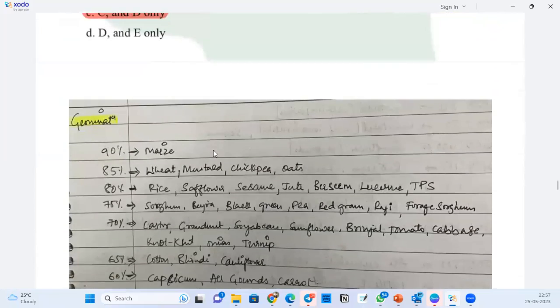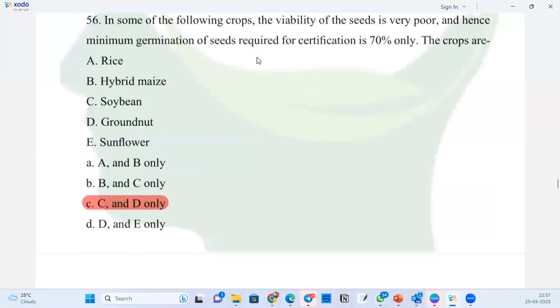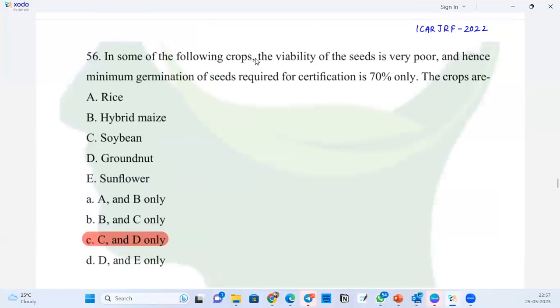Okay, no problem. I think I have already shown you this particular table, where I have simplified the germination percentage of different crops. In the question, they are not directly asking you the percentage. They are saying that in some of the following crops, viability of the seed is very poor, hence the minimum germination required for certification is 70%. So they are asking for which crops germination is 70%, in a different way. They talk about viability to confuse people, and then come back to germination. So the germination is 70% for which crops?